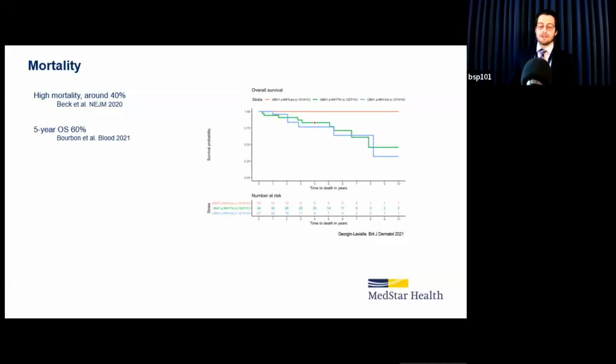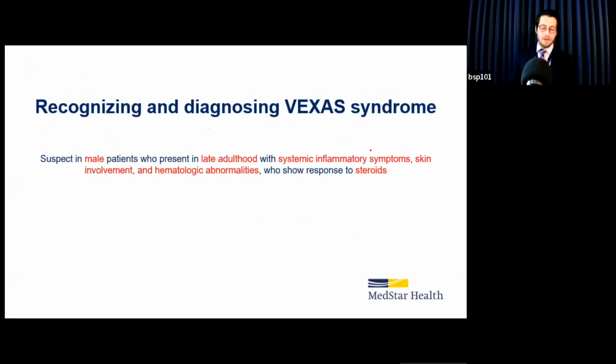And they saw that depending on the mutation, so if they had the leucine mutation, probably the survival was better. Maybe these patients have a less severe course, while the other 2 mutations lead to an increased risk of mortality.